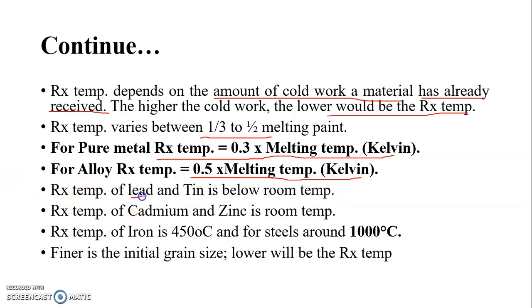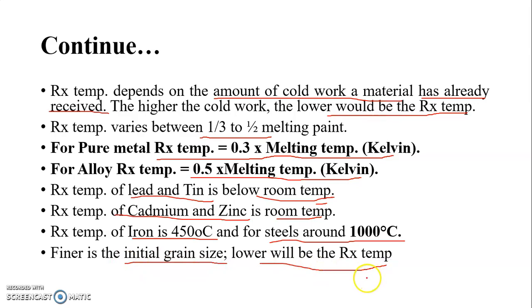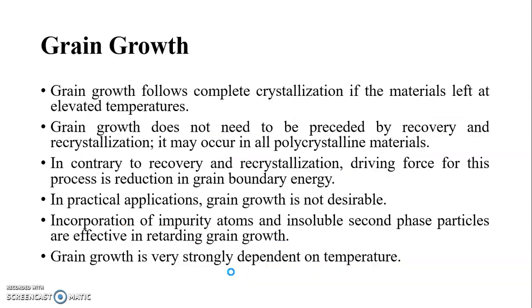Recrystallization temperature of lead and tin is below room temperature, and for cadmium and zinc it is at room temperature. For iron it is 450 degrees Celsius. For steel it is around 1000 degrees Celsius. The finer the initial grain size, the lower the recrystallization temperature. If the grain size is fine, small, then the recrystallization temperature of that material will be low.